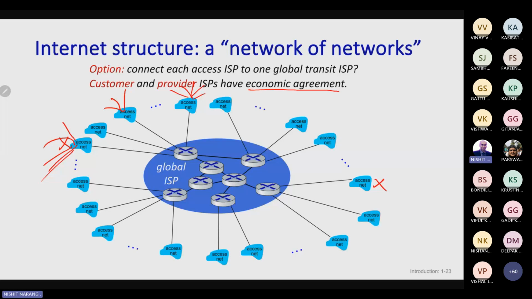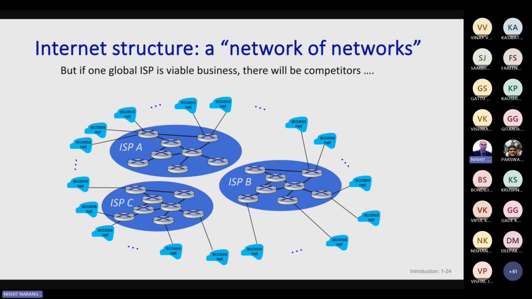But if the business is viable for one global ISP, don't you think a lot of people will jump into the game? If there's an Amazon, someone like a Flipkart will jump into the game. And someone like a Reliance will definitely also throw in the towel because everybody wants a piece of the pie. Right? So if it's an economically viable business to be a global ISP, there are bound to be competitors. And when they are competitors, it means there are going to be multiple ISPs.